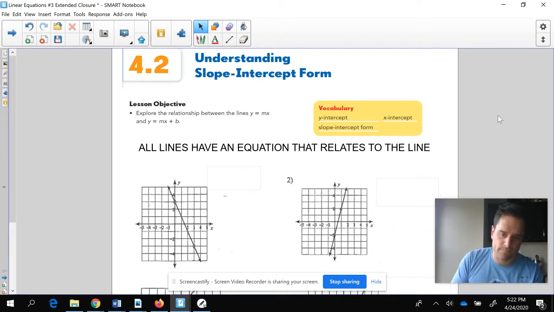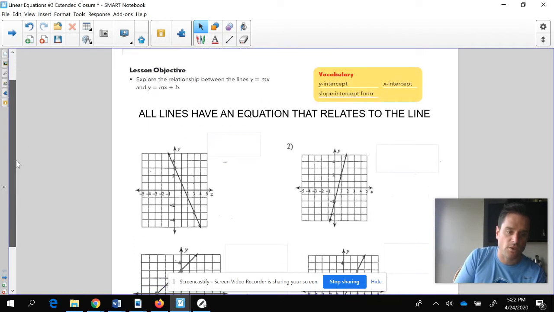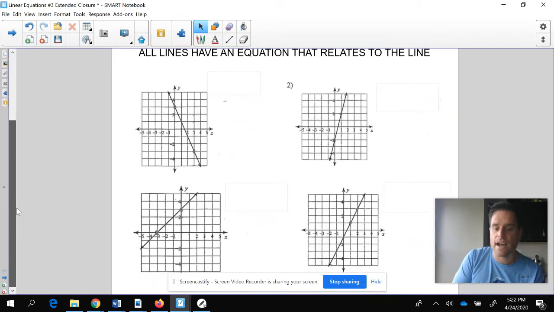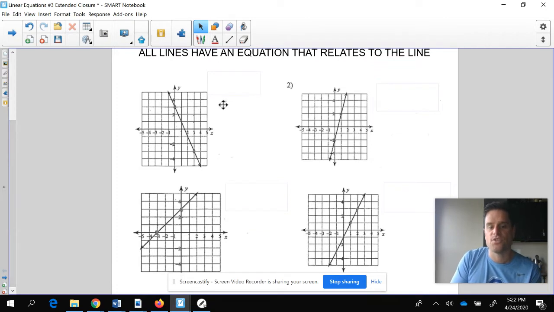Now, before I tell you, and again, I could just tell you, this is the part where I want you to be thinking. I have 4 lines here, and I'm going to show you each of these as an equation. So this first one is y equals negative 2x plus 3. That's not a random equation. That relates exactly to this line.